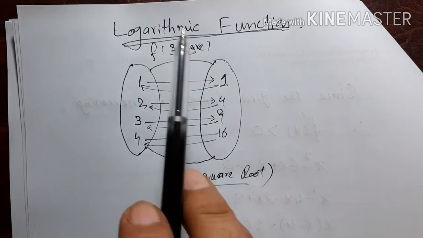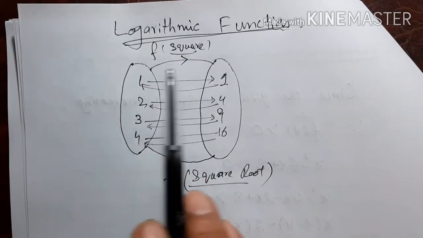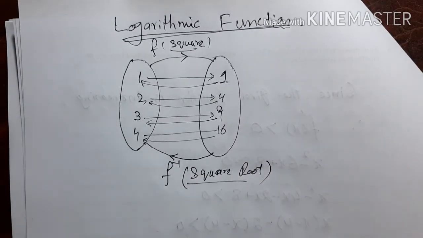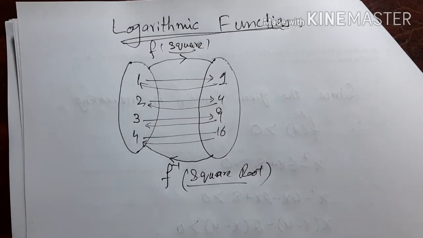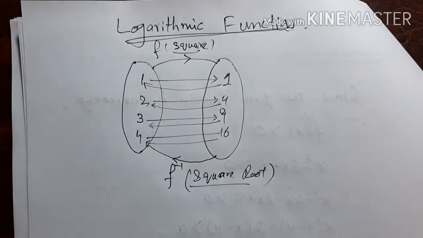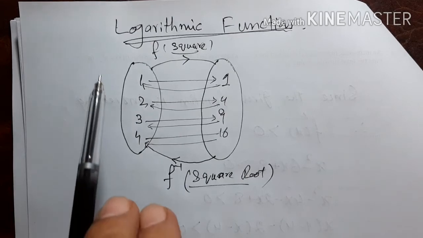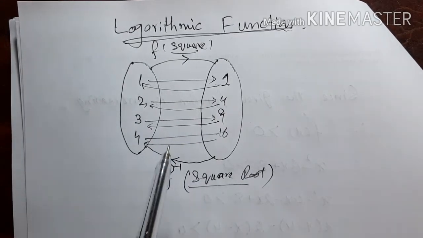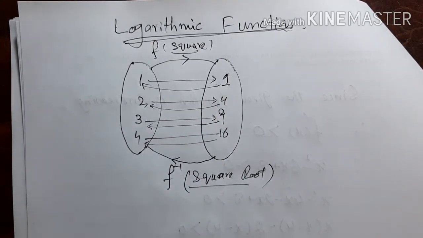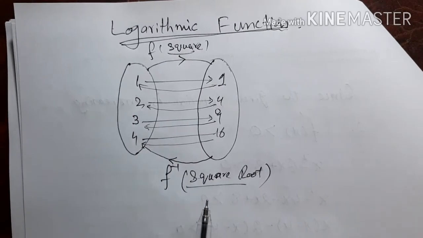In the same way, cube is also a function, and the cube root is the inverse of that function. So every function has its inverse. But there is a condition, I'll not go into detail: the function should be 1-1. But that I'll explain in the topic of functions. So every function which satisfies that specific condition has an inverse function as well.